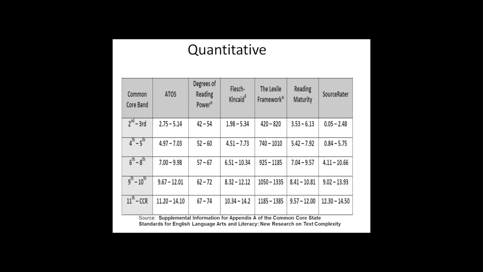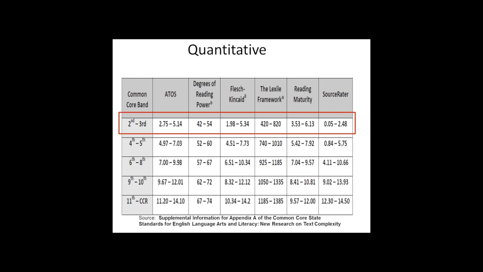Up top, marking the columns are the various readability formulas that are out there, the quantitative measures. ATOS is the Renaissance Learning measure, degrees of reading power, Questar, Flesch-Kincaid, we all know. Lexile framework, we pretty much all know it's a recalibrated readability formula. Reading maturity is a newer form, and so is SourceRater. What you will notice is that these new parameters are in fact very much challenging students.